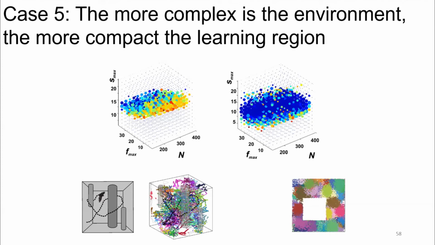in order to build a reliable map of a three-dimensional space or complex two-dimensional space, you have to impose more restrictions on the firing parameters. As a result, the learning region becomes smaller. So the shape of the learning region reflects complexity, I would say. It reflects the complexity of the underlying environment.